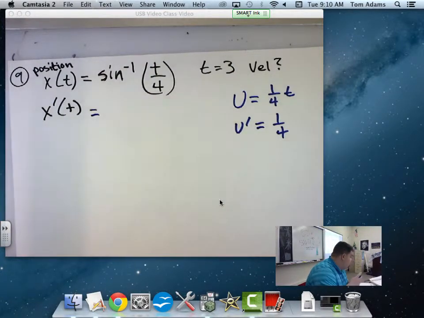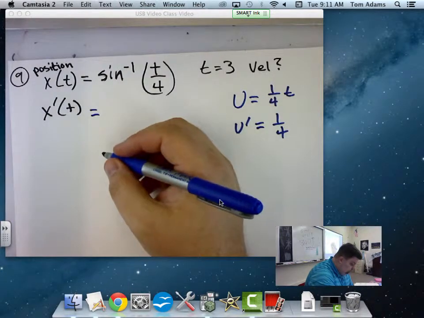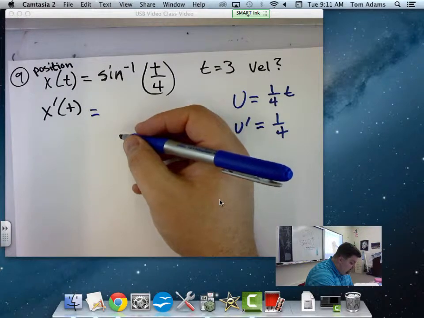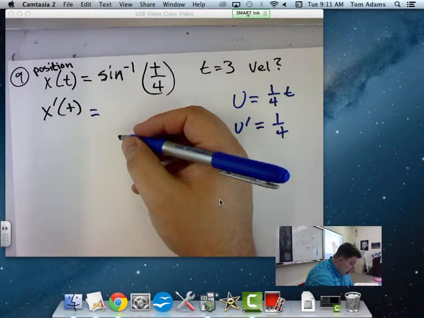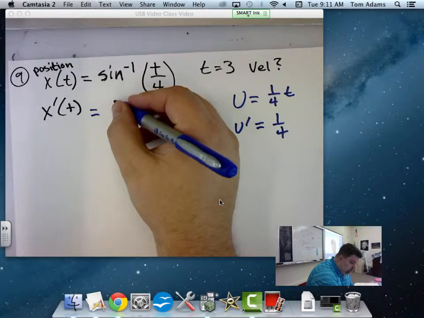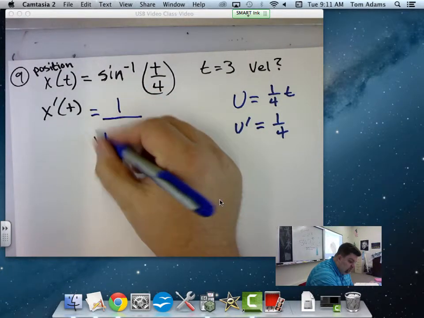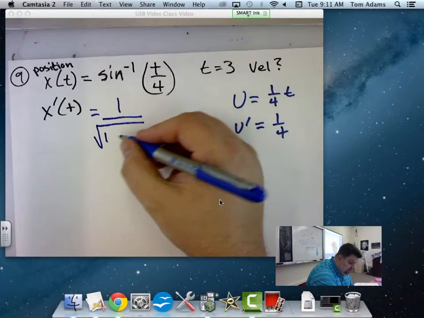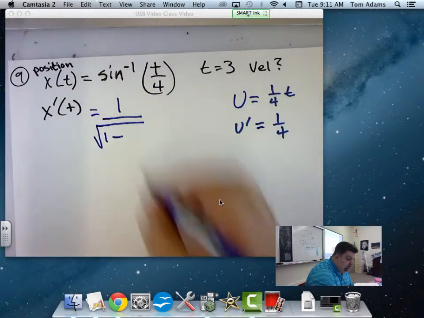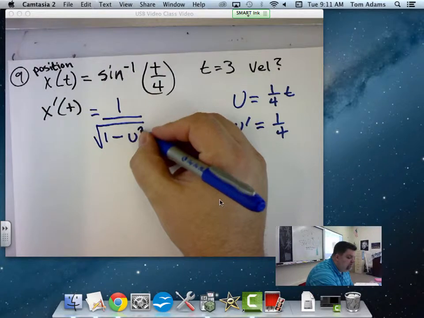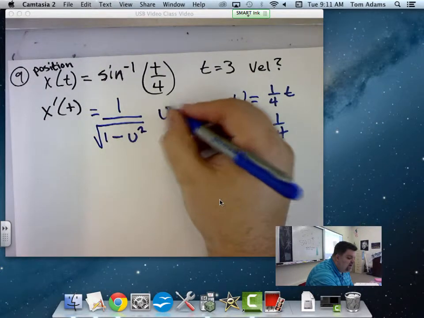the derivative of arc sine of u would be... how would I write that? Wait, I'm looking at the wrong one. Well, if I do the really long way of doing it, what's the shortcut? Isn't it just 1 over the square root of 1 minus u squared, right? So I'm going to write it out first and then we'll plug it in. And then we have to tack on u prime.